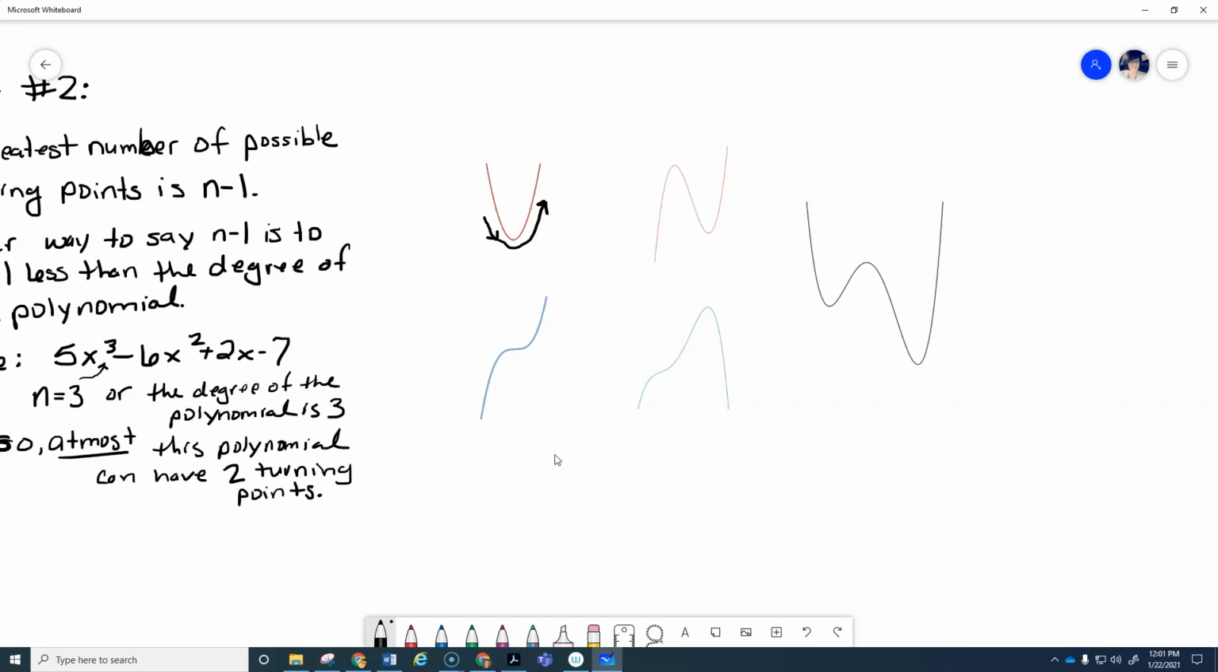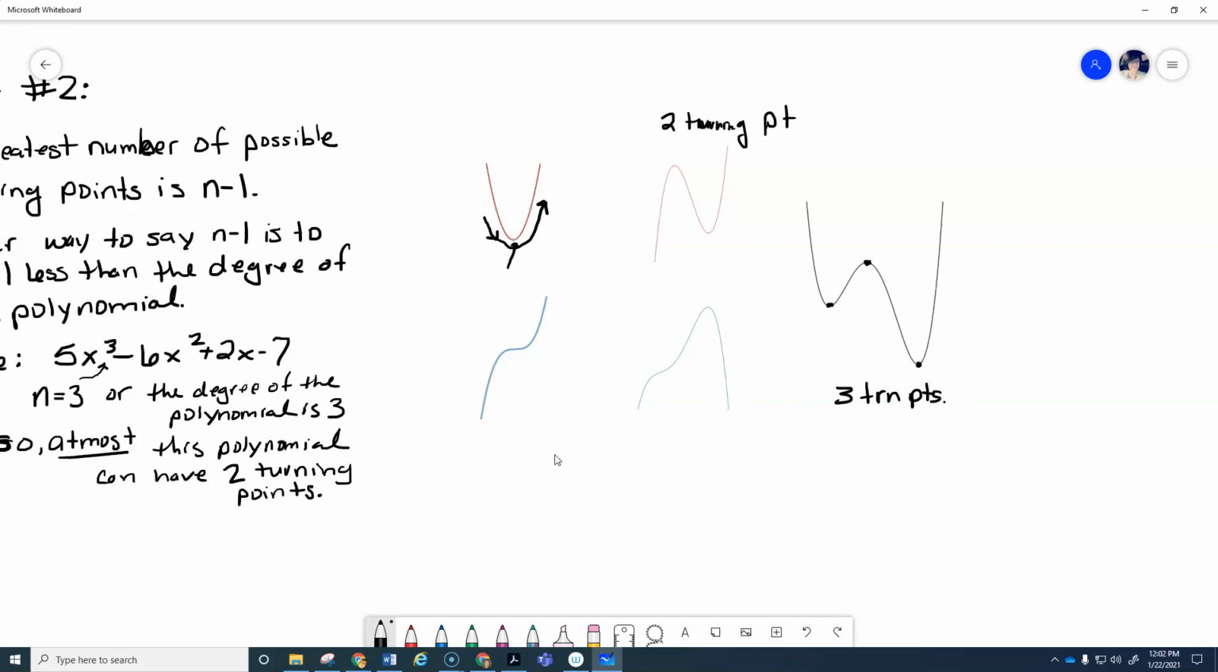That's a turning point. We'll learn a more mathematical term for it later. It's a relative minimum and a relative maximum. I think it's in the next lesson. But turning points are what we're counting right here. So here we see we have 2 turning points. And here we have 1, 2, 3 turning points. Okay, be careful on these right here.